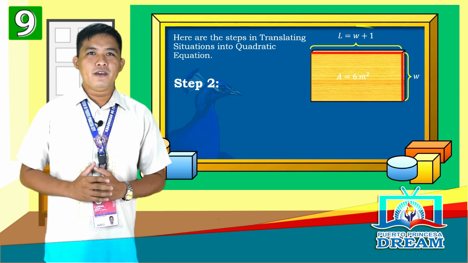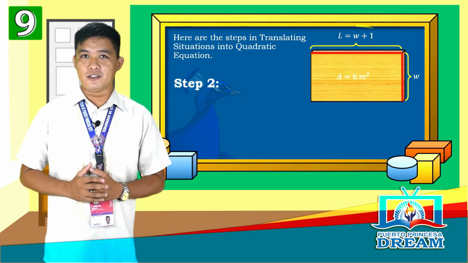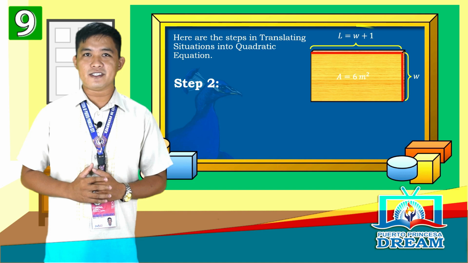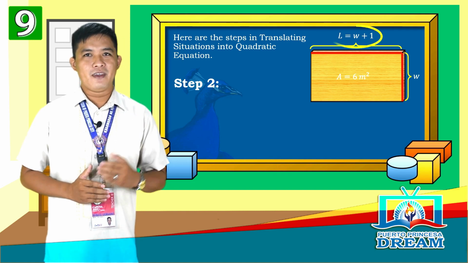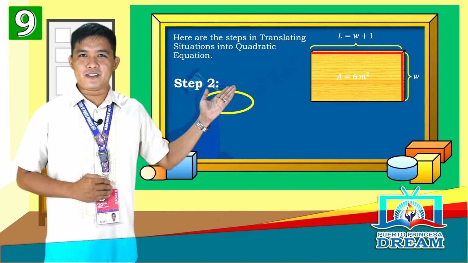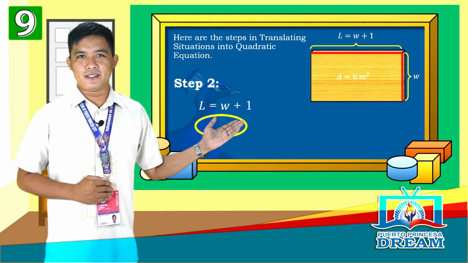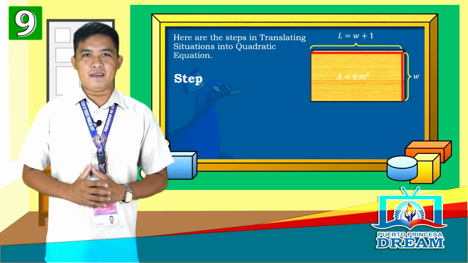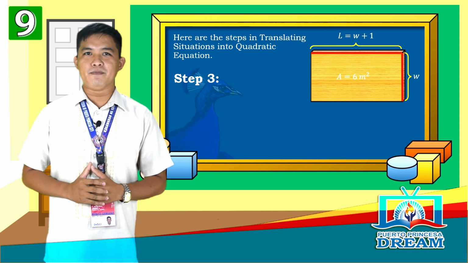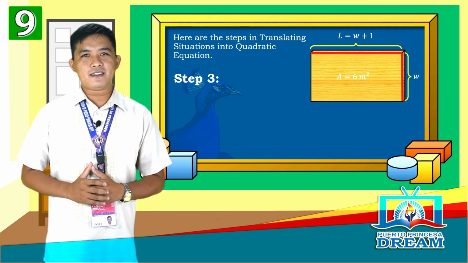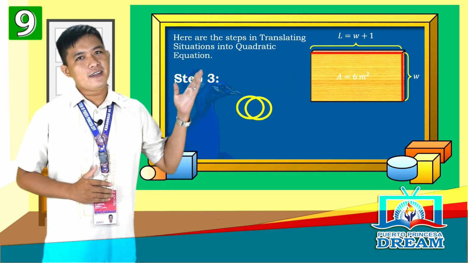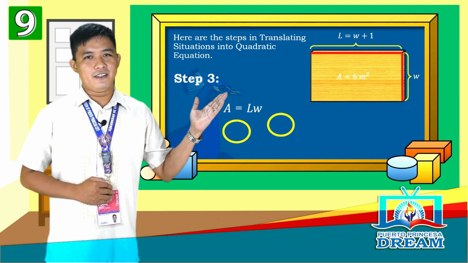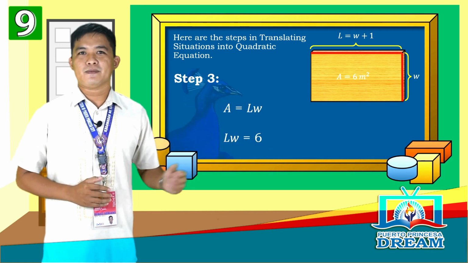Step 2. Using the representations, identify the conditions involving the variables. L is equal to W plus 1, and A is equal to 6. Step 3. Establish the relationship between the variables. Set up the equation. A is equal to LW, and LW is equal to 6.